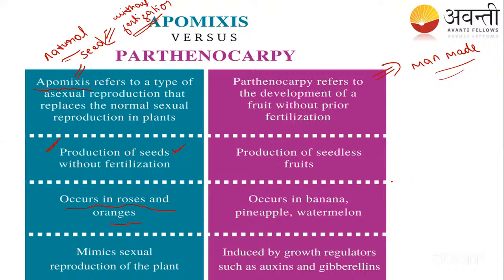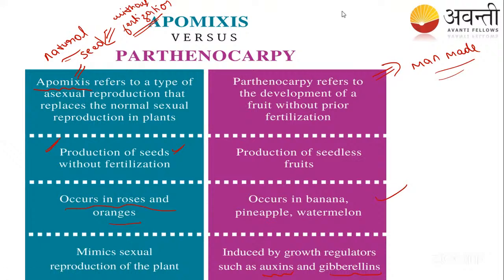The flower will be there, right? For the flower, we are going to apply auxin and gibberellin. By that, the flower will not undergo sexual reproduction or fertilization. The ovary is going to be directly developed into the fruit. That is called parthenocarpy. Okay, how many of you understood this?